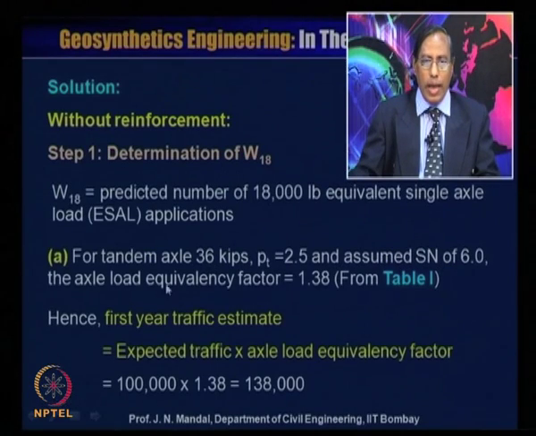So, here the axle load equivalency factor is equal to 1.38, which we have obtained from Table 1. Hence, the first year traffic estimate is equal to expected traffic times the axle load equivalency factor. The expected traffic is 1 lakh, and the axle load equivalency factor is 1.38. So, 1 lakh into 1.38 is equal to 138,000. So, this is the first year traffic estimate.